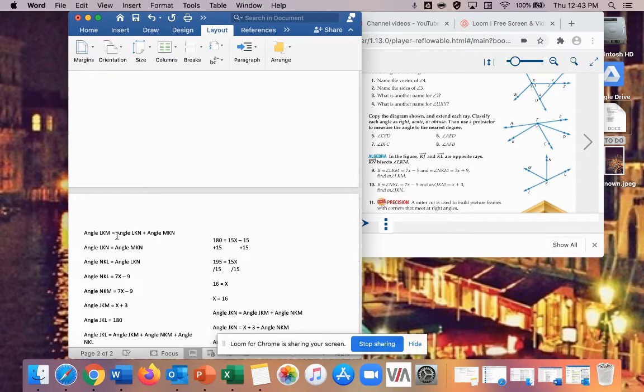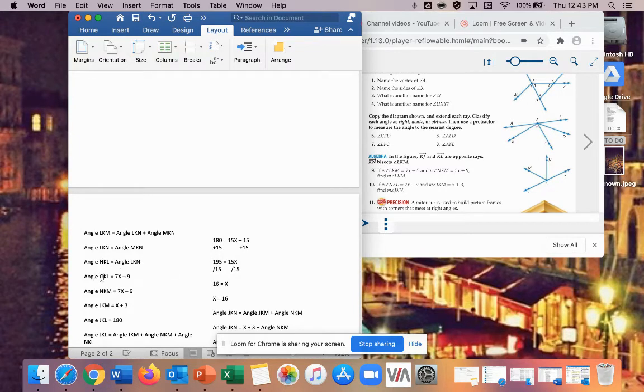As you can see, angle LKM right here equals LKN right here, plus angle MKN. So you add them both together, and you get angle LKM. Angle LKN right here is equal to angle MKN right here. Angle NKL is the same thing as angle LKN. But for the basis of this problem, I'm going to write NKL for the rest of it.